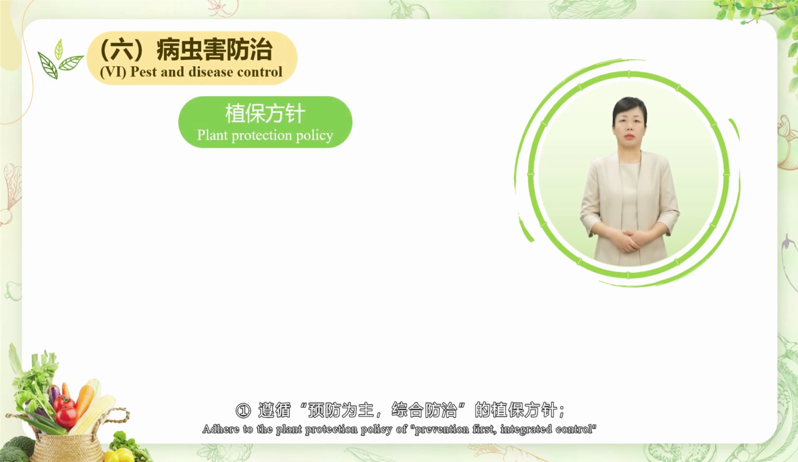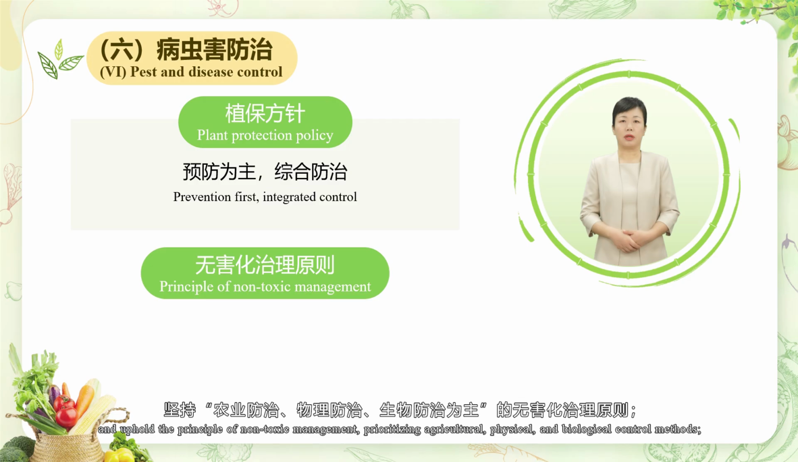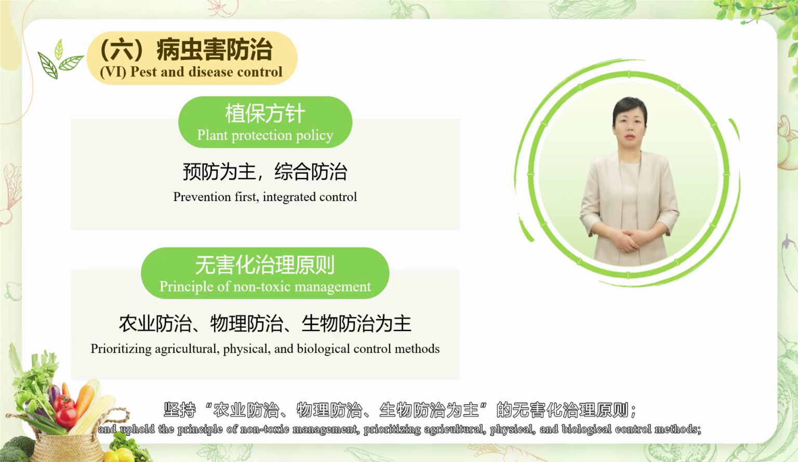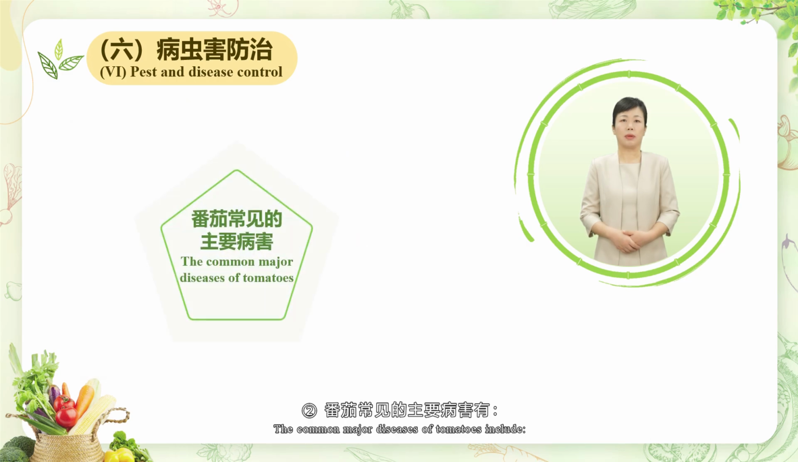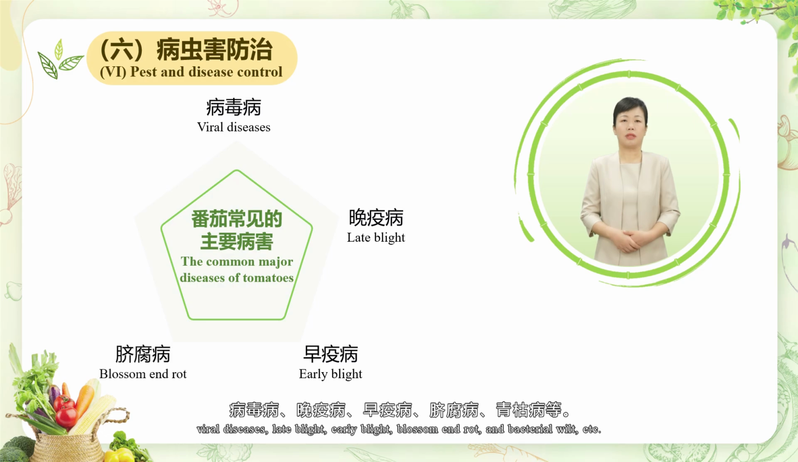Adhere to the plant protection policy of prevention first, integrated control, and uphold the principle of non-toxic management, prioritizing agricultural, physical, and biological control methods. The common major diseases of tomatoes include viral diseases, late blight, early blight, blossom end rot, and bacterial wilt, etc.